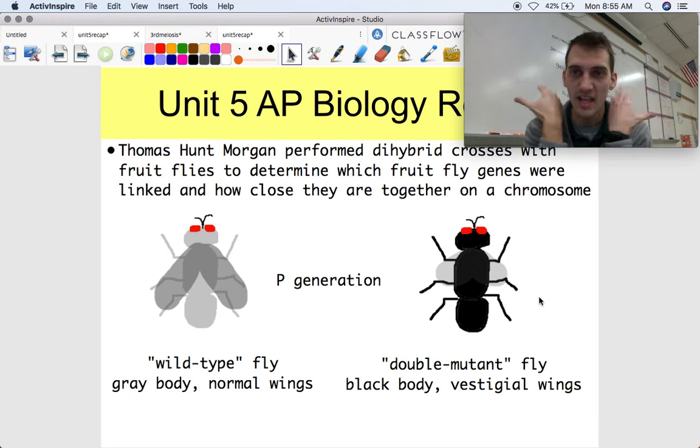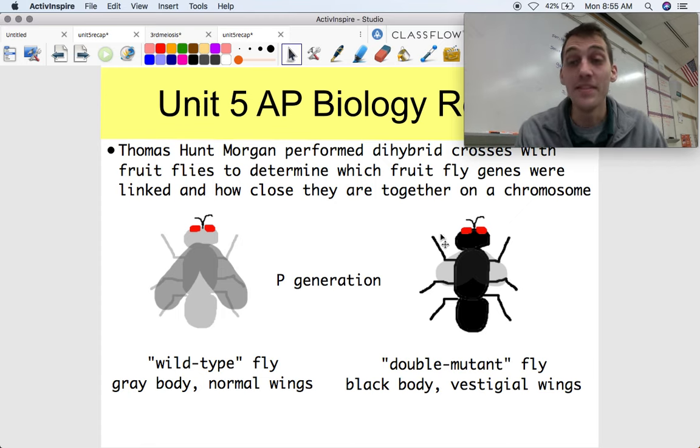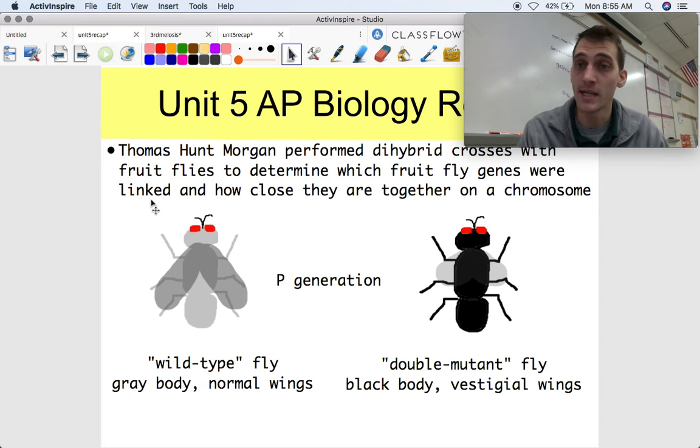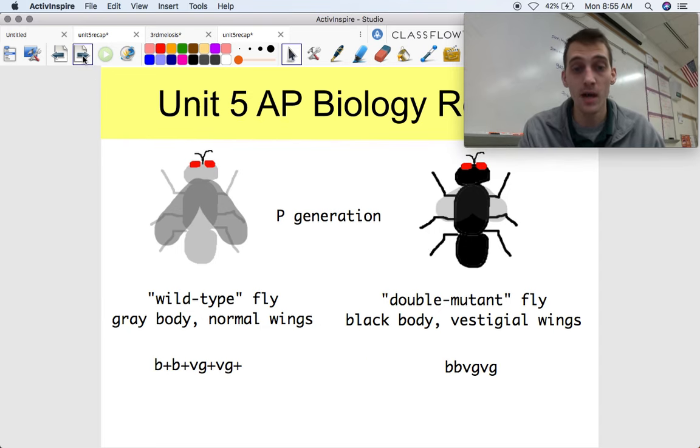Vestigial wings means that they're basically useless. They can't fly around and stuff. It's kind of sad, but whatever, they're fruit flies. And these mutant traits usually tend to be recessive. Okay, so I bet you can see what's coming here.